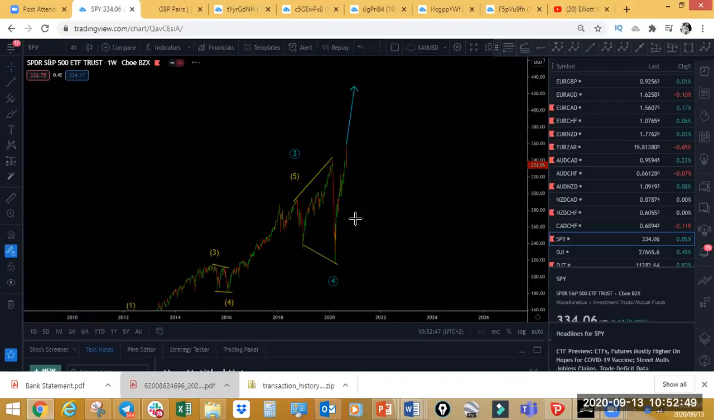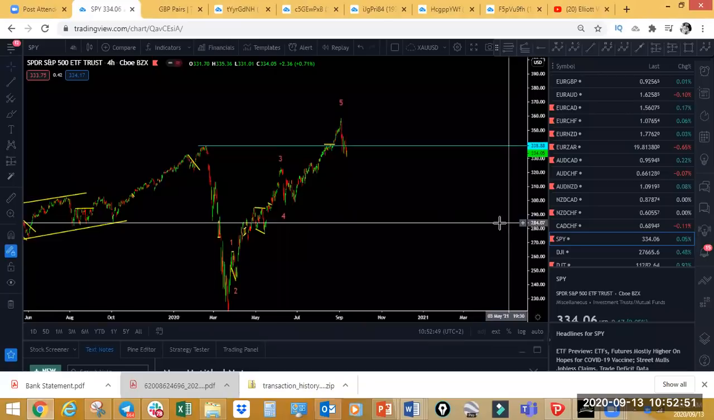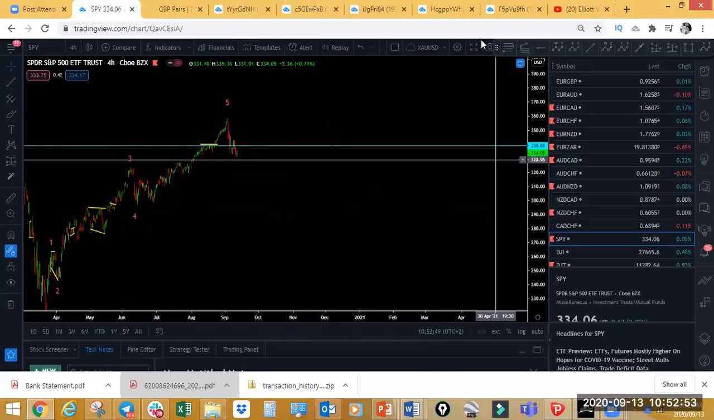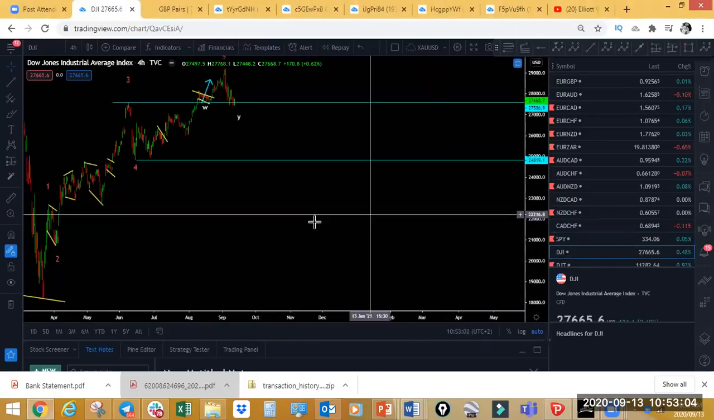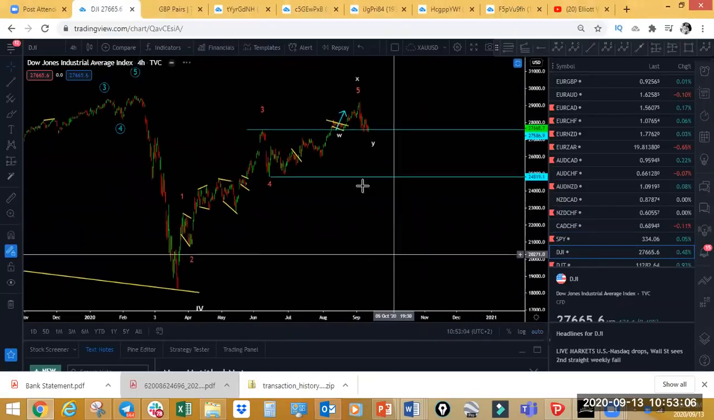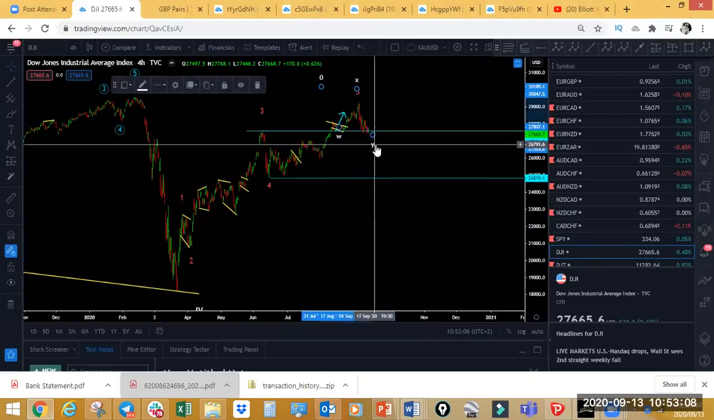So the short-term expectation here is to complete the ABC structure here. 1, 2, 3. That's it. So watch out for this corrective structure on the S&P 500. Dow Jones, similar.